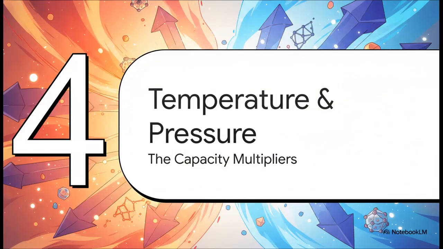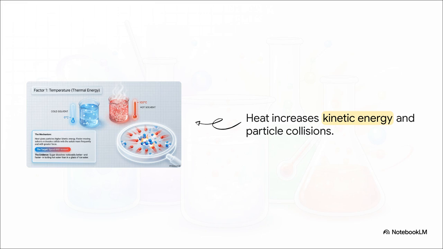Section 4, multipliers, temperature, and pressure. Temperature is our universal multiplier when dealing with solids. Adding thermal energy gives particles much higher kinetic energy. Suddenly, those energetic solvent molecules are zipping around way faster. They're colliding with a solid solute a lot more frequently and with significantly greater force. This action literally expands the matrix, effectively increasing both the speed of dissolving and the total maximum capacity.